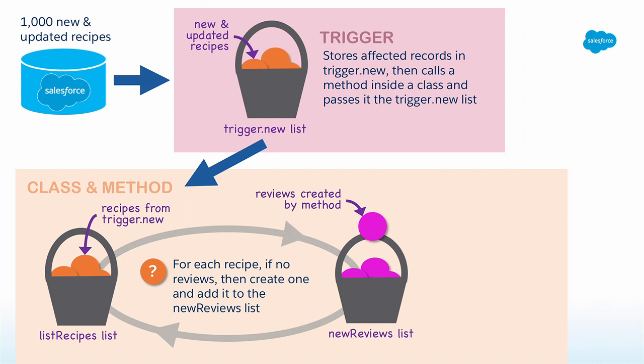Again, lots of buckets. Why do we have this other bucket? Because each bucket, each list, can only store a single type of record. So in this case, it's going to store all of the reviews that we're creating. And why are we putting this in a bucket? Why aren't we saving these records one at a time, these 1,000 records one at a time? We could just send them up to the database.